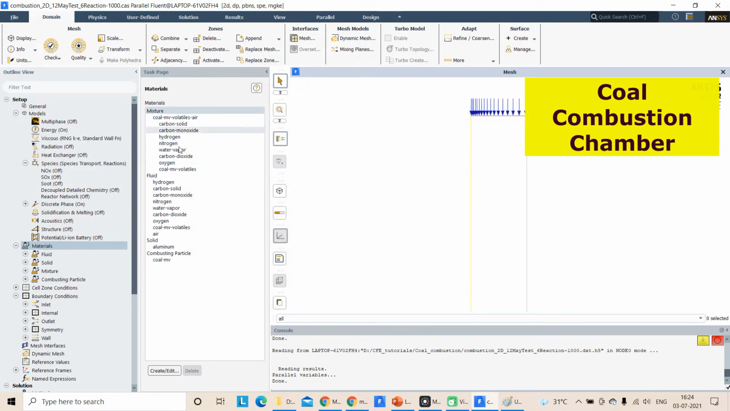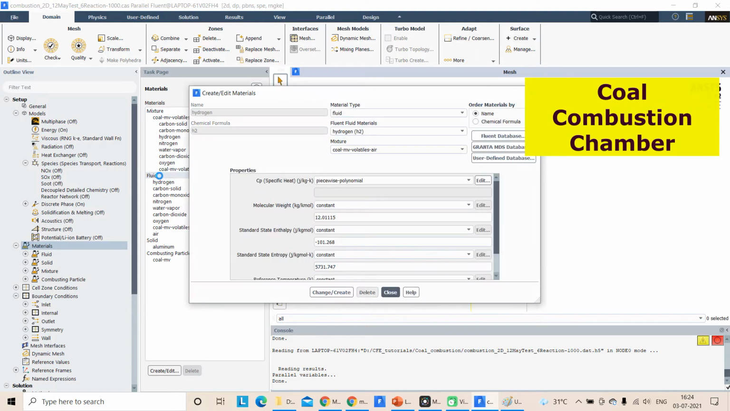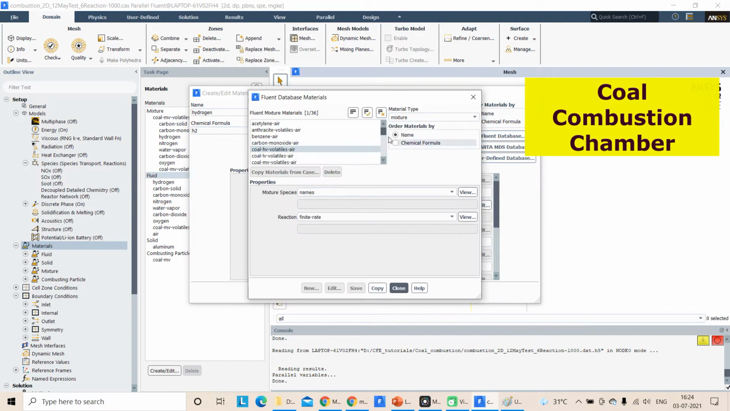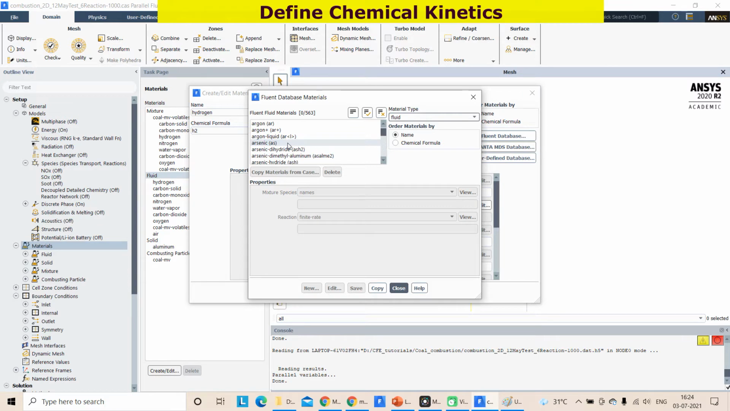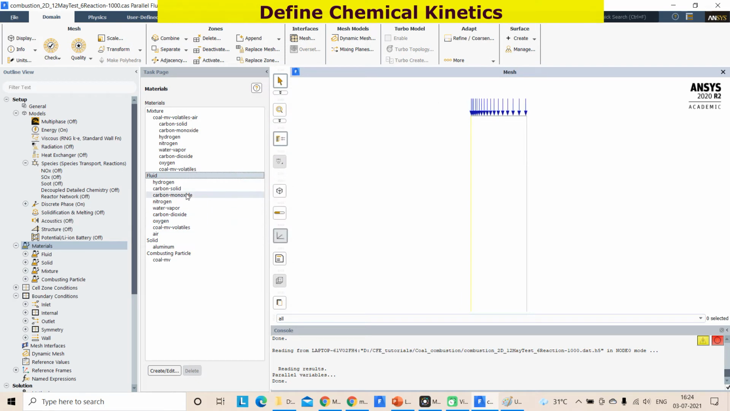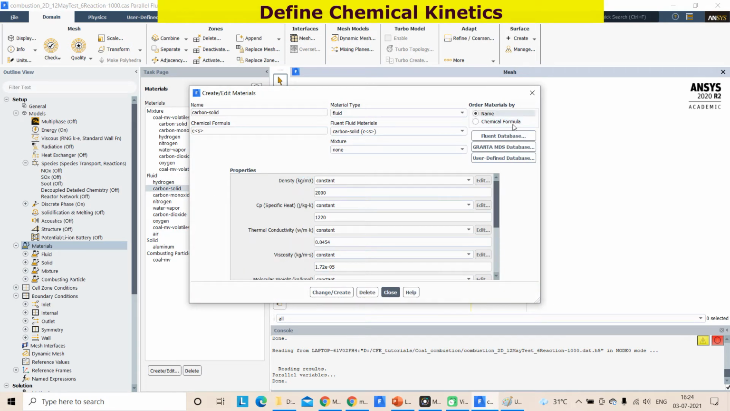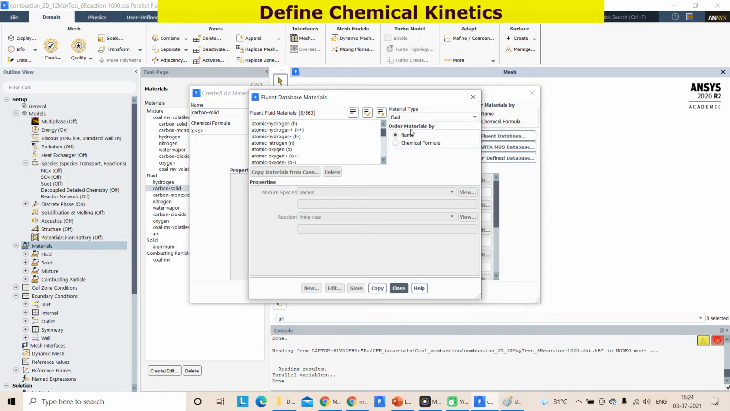That means these species will be there as they are. If one species is not there, then you can add separate species like hydrogen, O2. Using the fluid database, you can select species for the fluid. If you want CO, H2, or carbon solid, these species you can select. Just we go to the database. Some species are there: carbon, hydrogen. This carbon particle you can see.